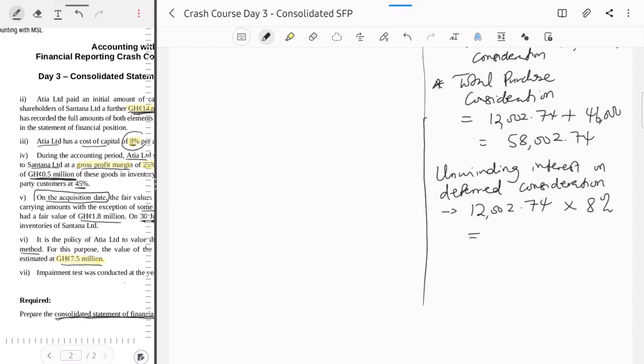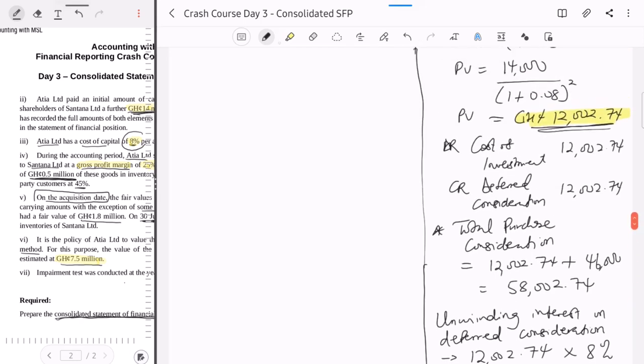8%, right? So this will give us the unwinding for year one, which is the year in which we are reporting. So my calculator, 12,002.74 times 0.08 will give me what? 960.22. So this is my unwinding interest. This is how much interest I'm going to unwind every year. But how do I record this? I like to do double entry because it gives me, at a visual level, what figure is going where. Many people do consolidations in a mechanical method. But if you understand the double entry behind it, you know, okay, this is going here. All right, so this is my first set of double entry.